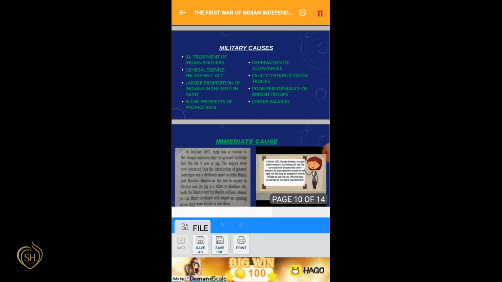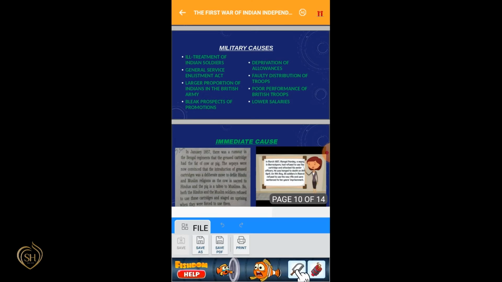Next point is deprivation of allowances. The extension of British dominion in India adversely affected the service conditions of the sepoys. That means the British Empire was very vast. So, the Indian sepoys were recruited to faraway places for their work without any extra payment and additional bata. So, Indian soldiers were not willing to work in far off places.